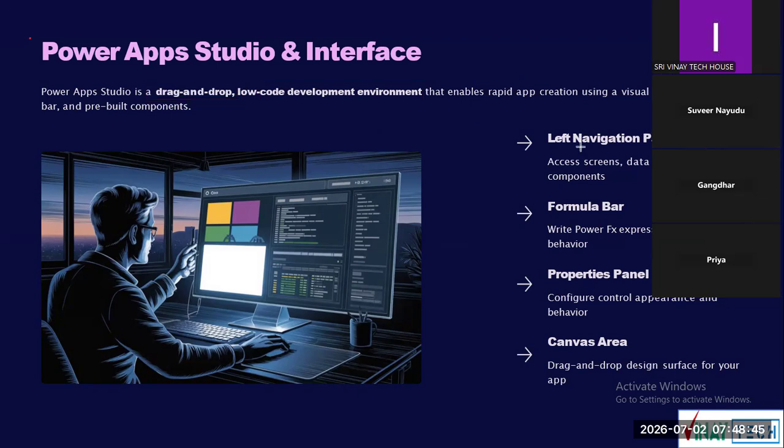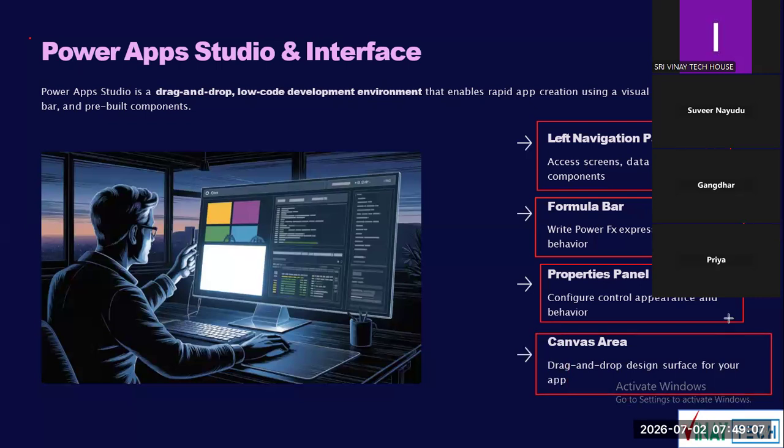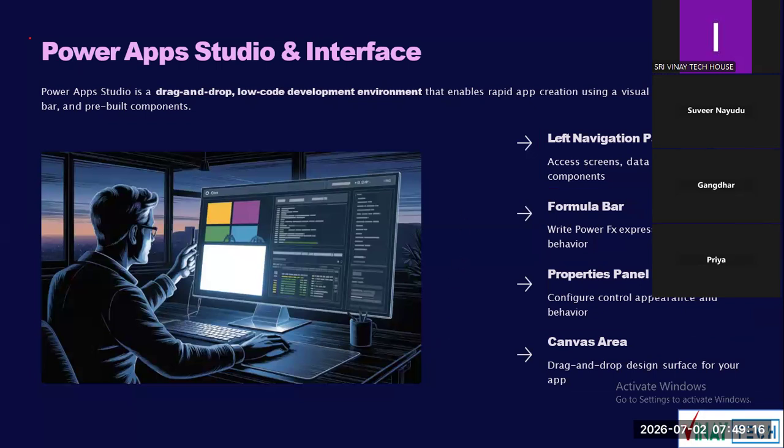And in the left navigation panel, when you open Power App Studio, you can access the screens, data sources, and components. We have the formula bar where we'll write the formulas. We have the property panel where we apply some CSS and themes without writing any code. We have the canvas area where all the predefined controls are available and we can drag and drop them.